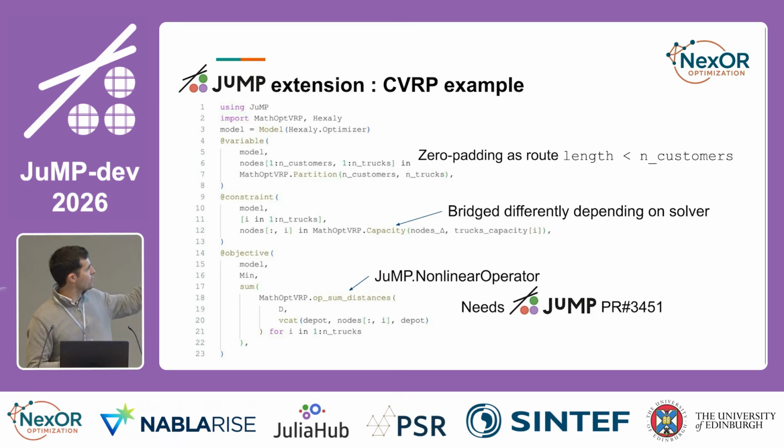And we also, for example, to do the sum of the distances of a route that a truck takes, you can do it in JuMP using a JuMP nonlinear operator that allows you to define a new operator. But here, because you give it a list, you would need JuMP to support vectors in the nonlinear expression, but we have a pull request for this, so this is coming soon, if everyone agrees with this pull request.